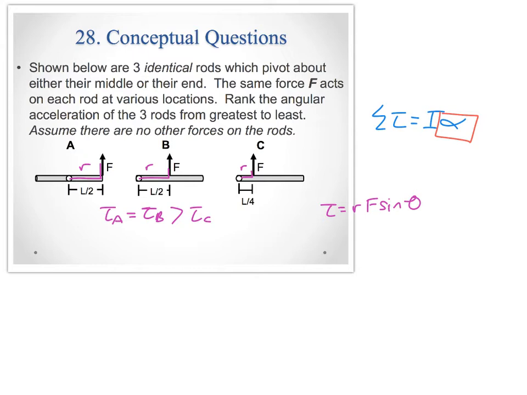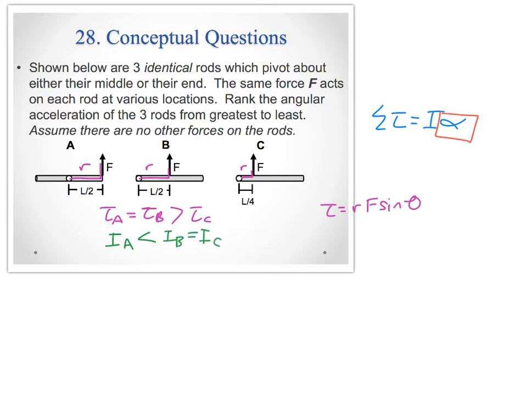Thinking about moment of inertia, we're really thinking about the distribution of our masses. We see that both B and C rotate about their end, whereas A rotates about its middle. Keeping in mind that moment of inertia increases as there's more mass further from the pivot, B and C, which have all this mass that's further from the pivot than A, which rotates about the middle, are going to have a greater moment of inertia. So I can say that the moment of inertia for A is less than that of B, which is equal to C.